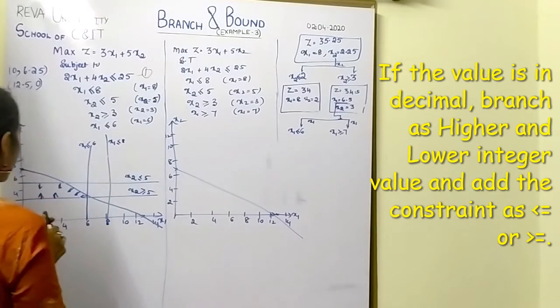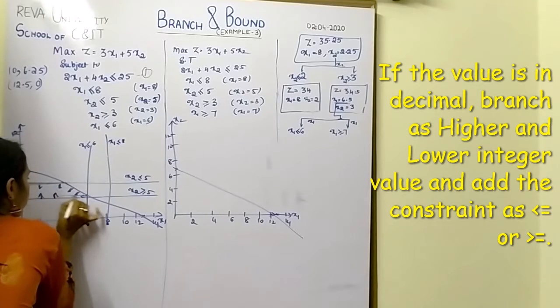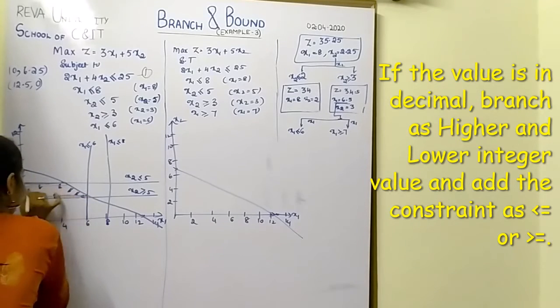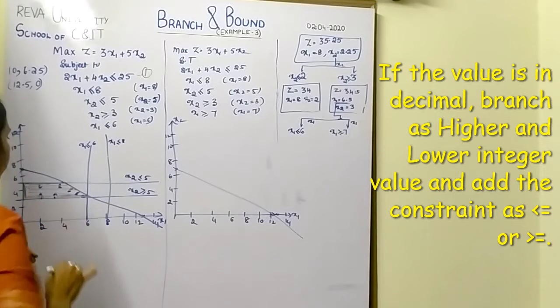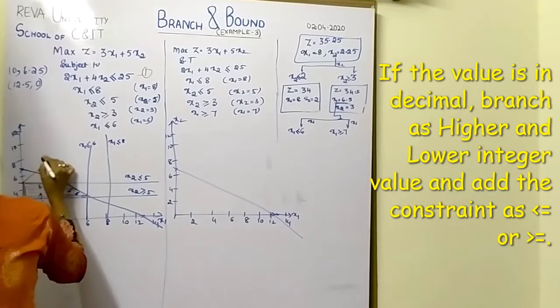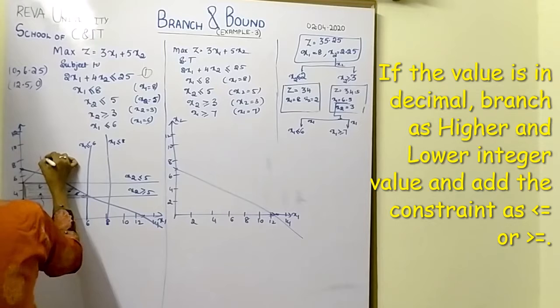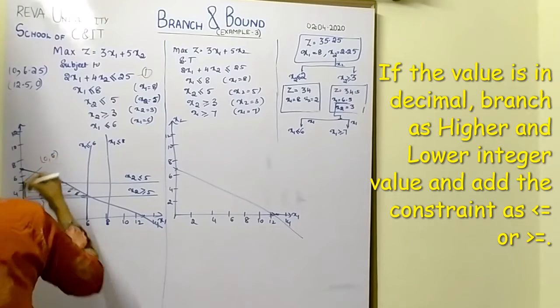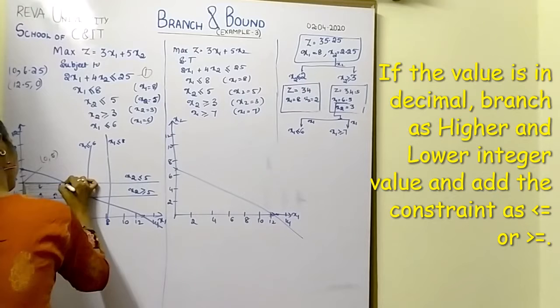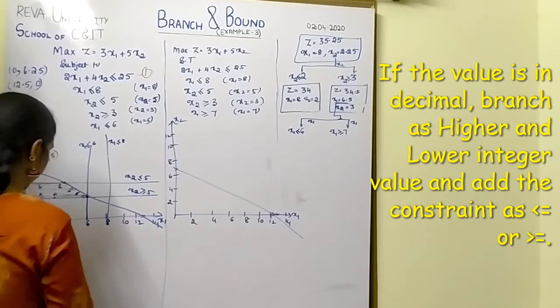What is our feasible region now? The feasible region is where our value resides within this. These are our feasible region. So what is the value here? x1 is 0, x2 is 4. And what is the value here? x1 is 0, x2 is 5. And what is the value here and here? How will you find out? You just see the intersecting point.